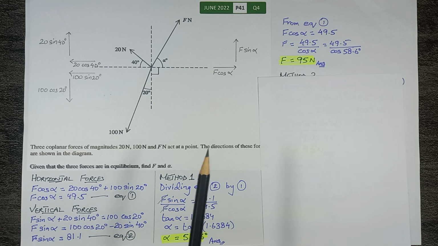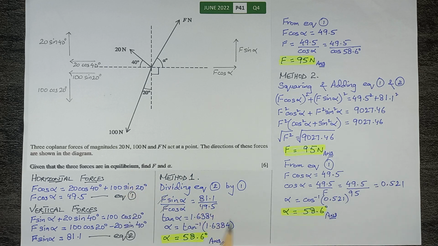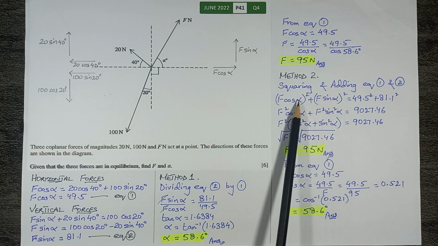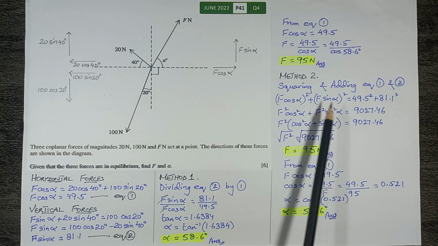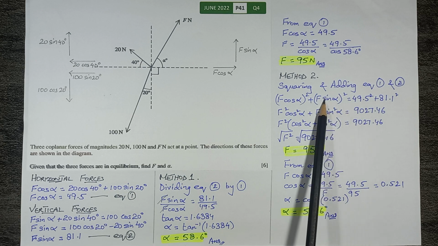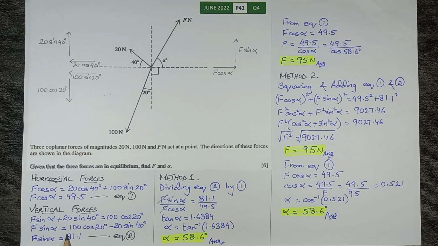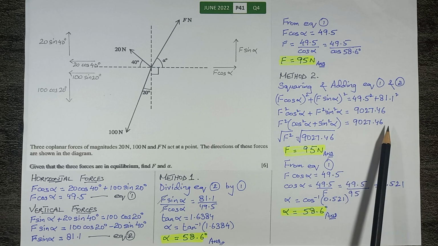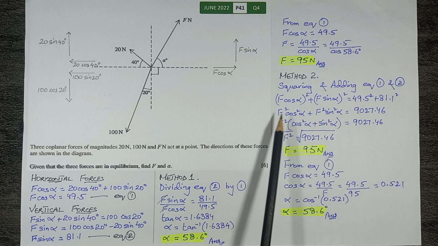And if we talk about method 2, which is also very simple, that is squaring and adding equations 1 and 2. Equation 1 is F cos alpha, equation 2 is F sin alpha, and if we add them, but before that we have to square, because the condition is squaring and adding. So first of all square them and then add them, and F cos alpha was 49.5 over here and F sin alpha was 81.1 over here. So just square them, add them, and get the answer as 9027.46.